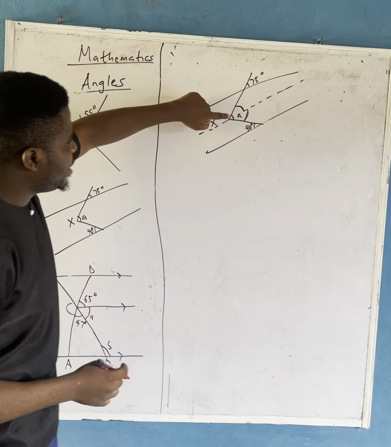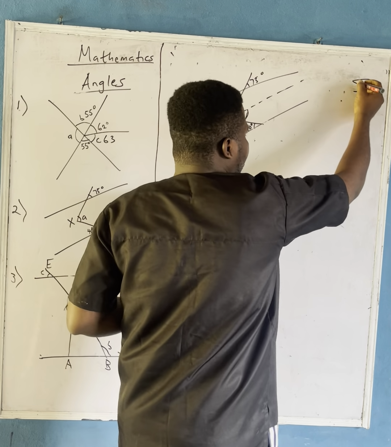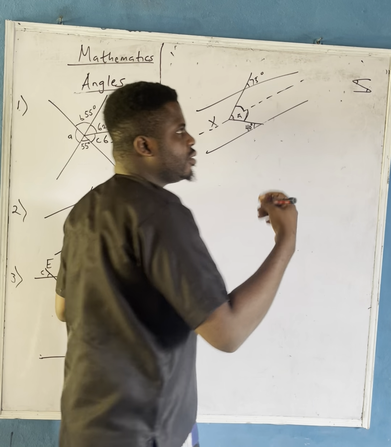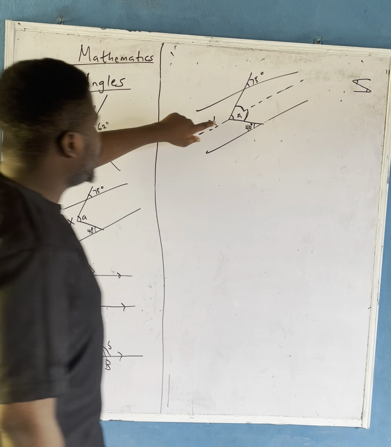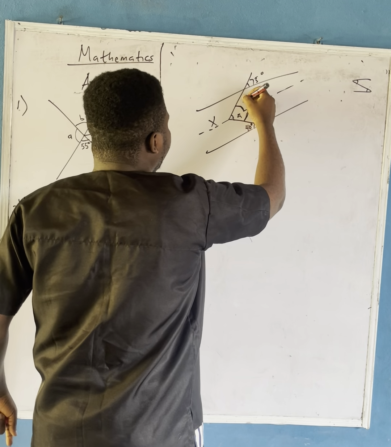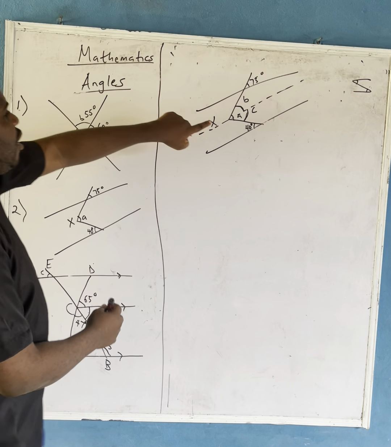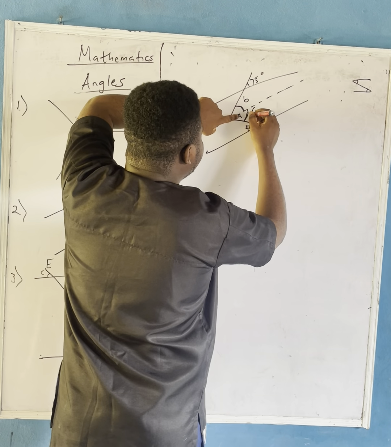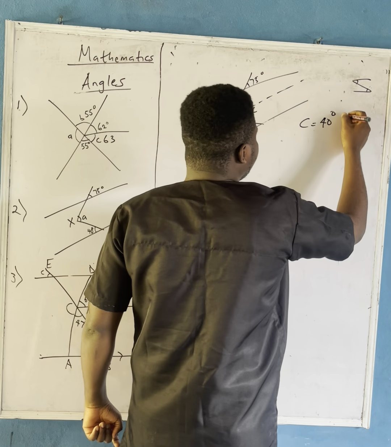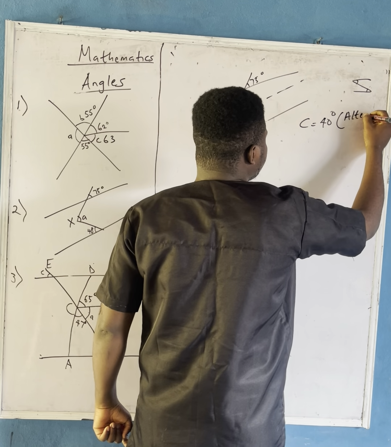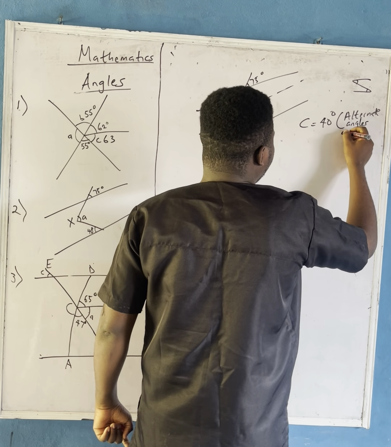Now if you notice something, this angle and this angle are forming a Z shape. I've already informed you about the Z shape when I was teaching on alternate angles. So let me call this one B and this one C. This angle here is equal to 40 degrees, so C is equal to 40 degrees. And the reason is that alternate angles are equal.